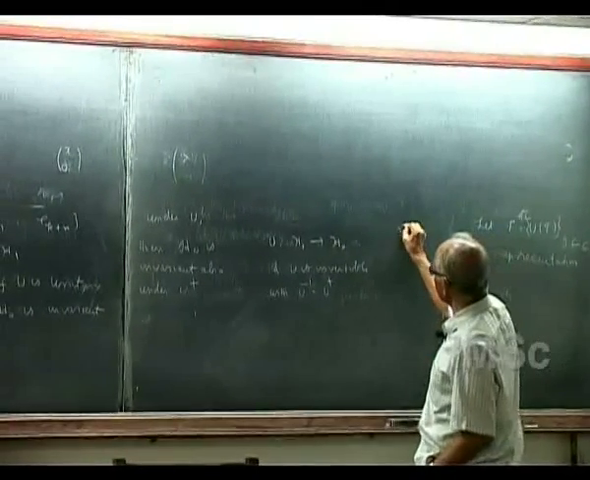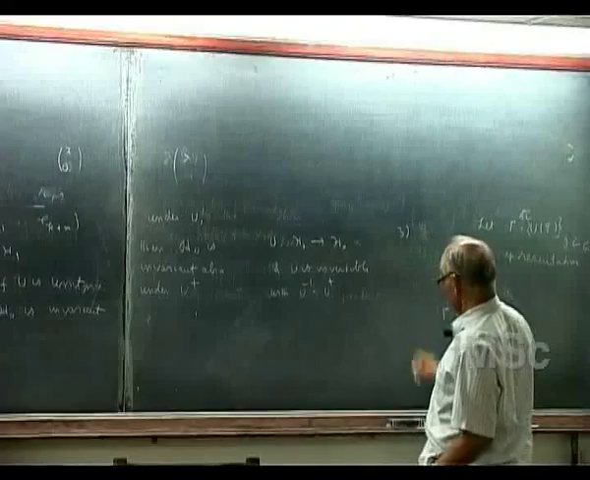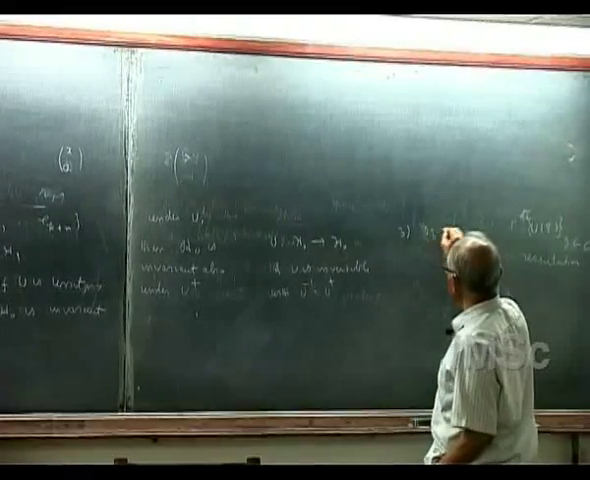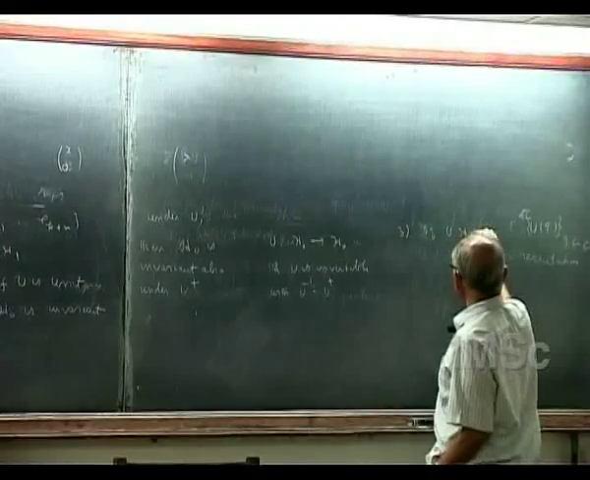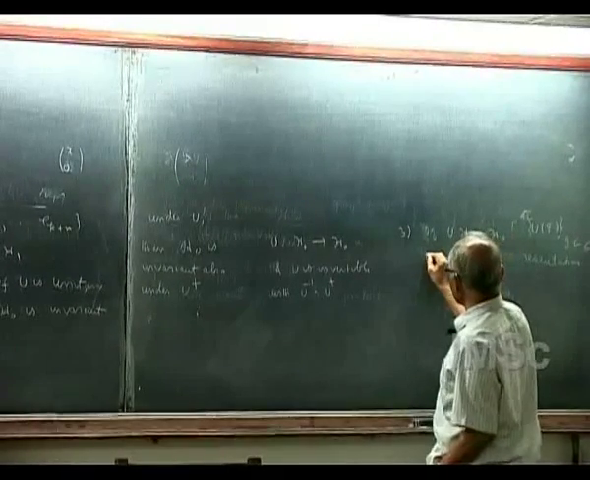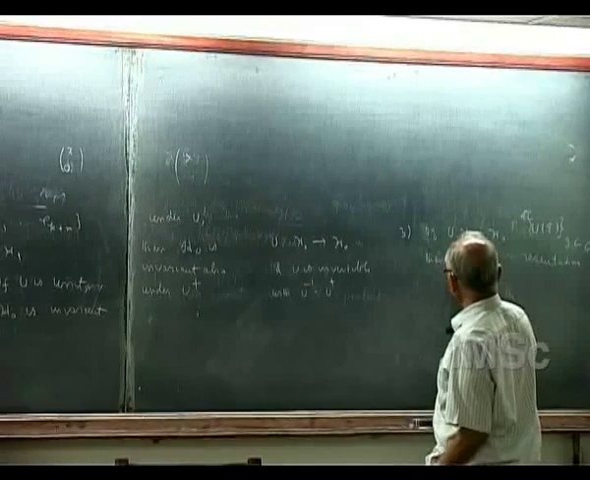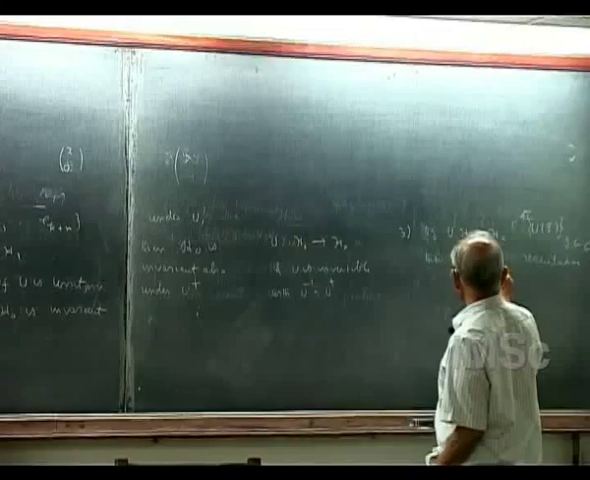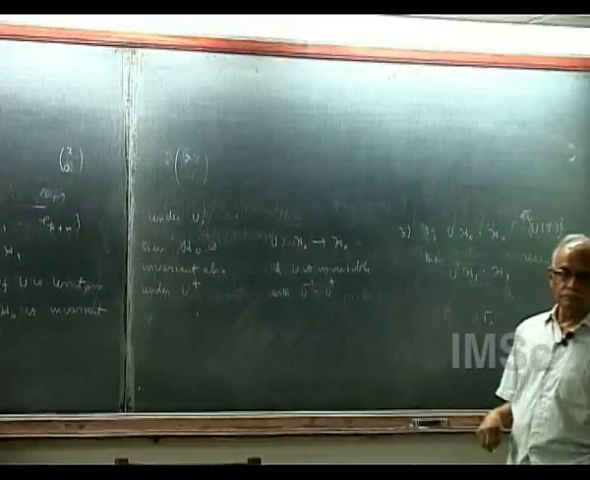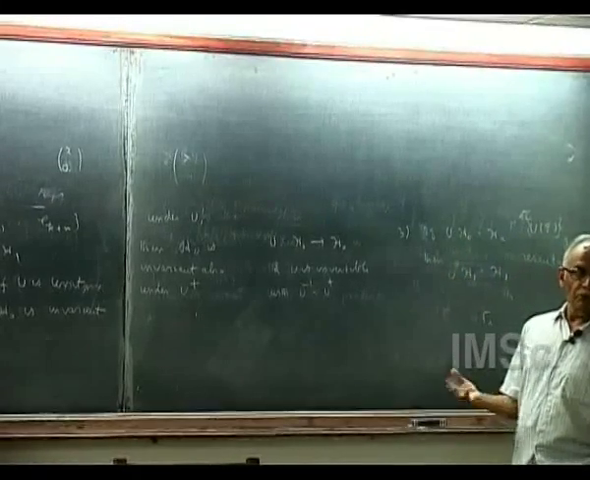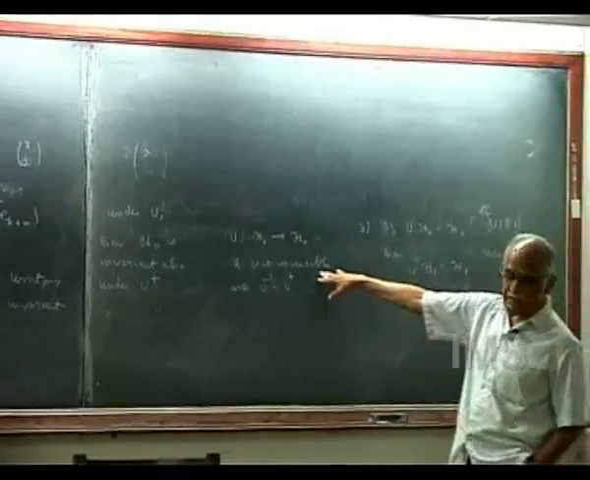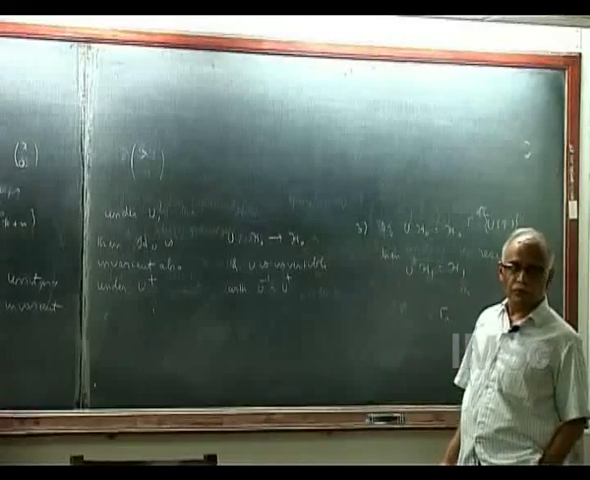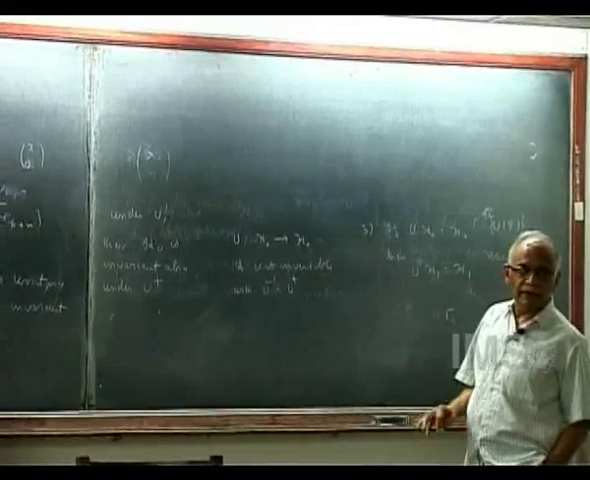So this means H1. If U leaves H0 invariant, it will also leave H1 invariant. Why? Can you imagine why?